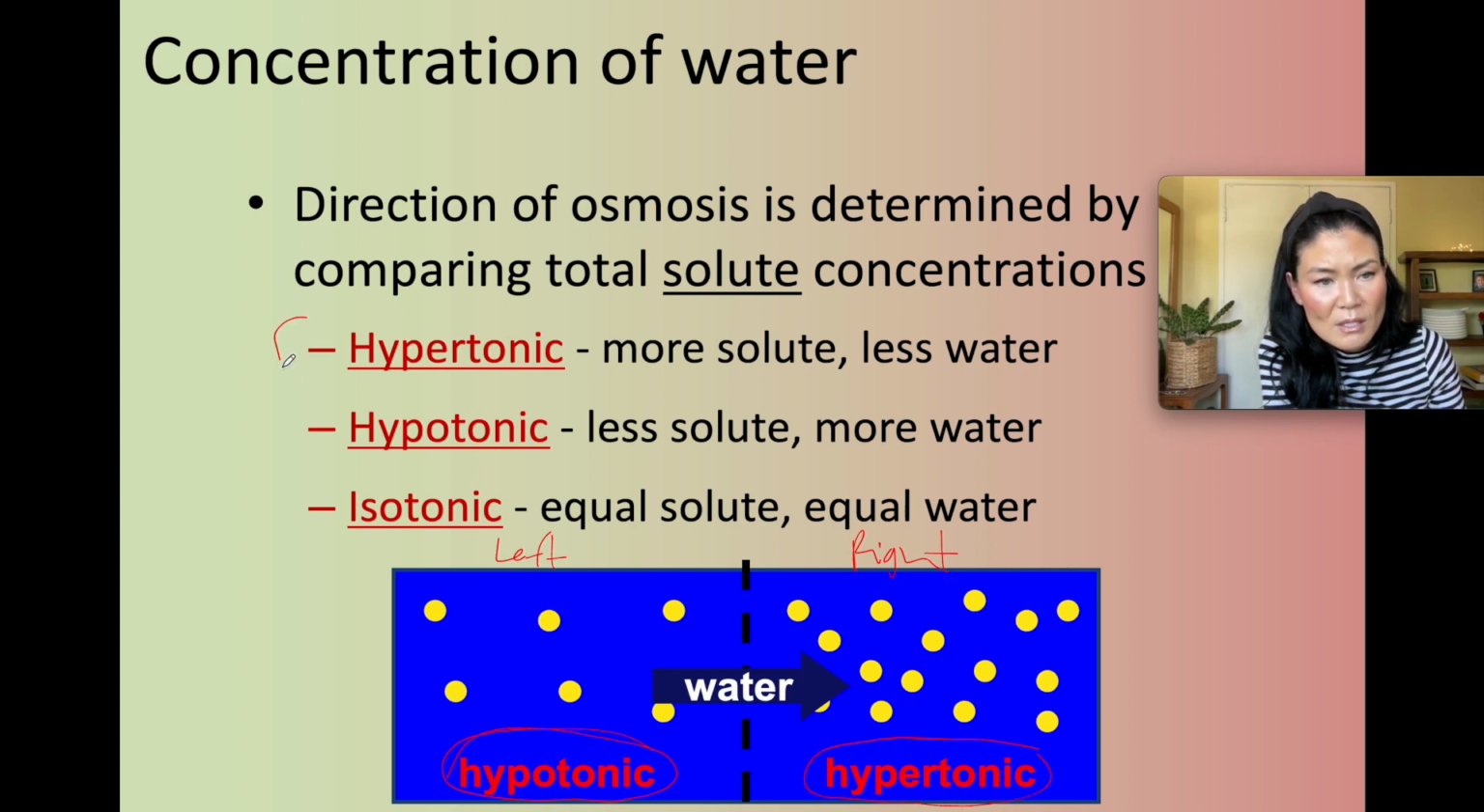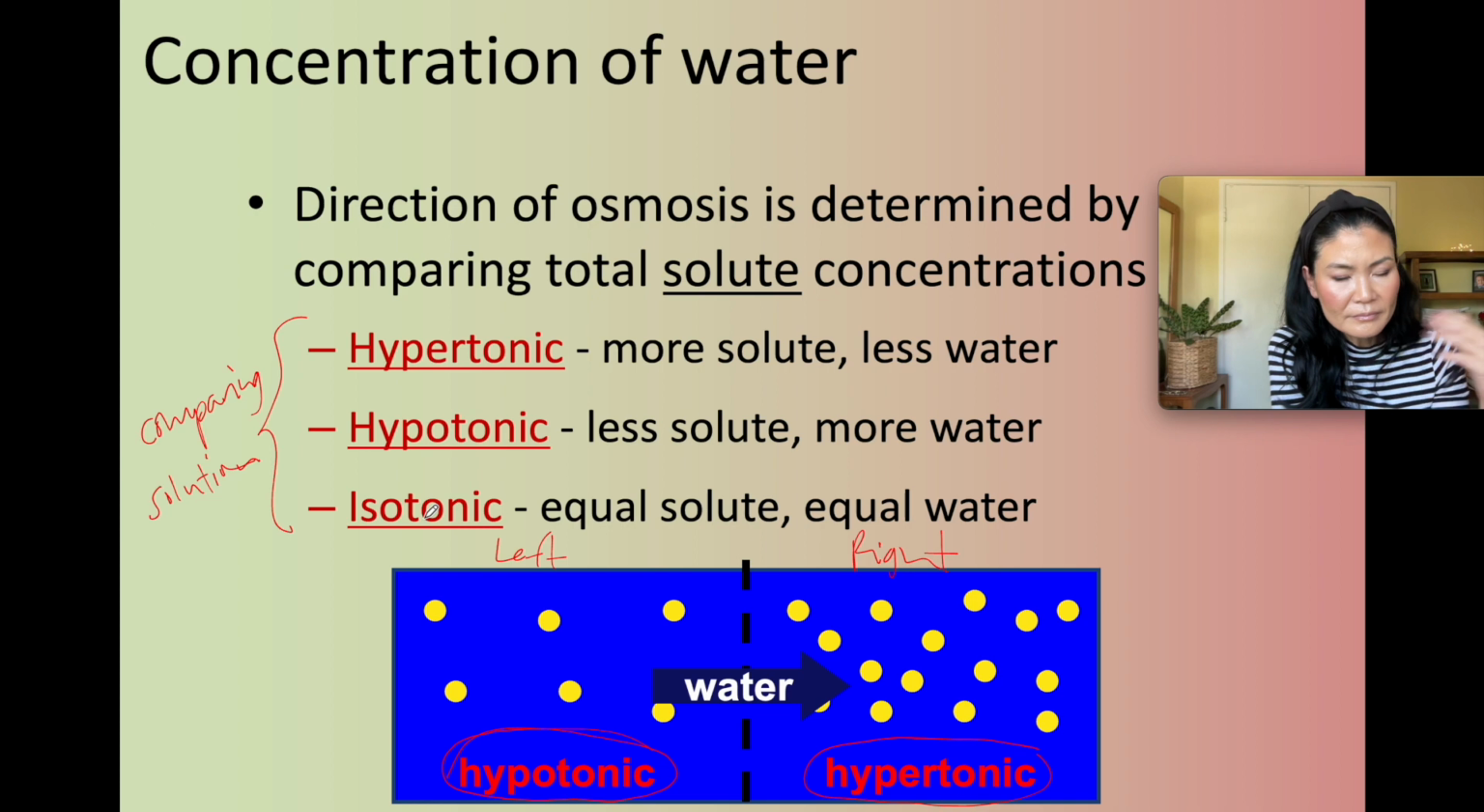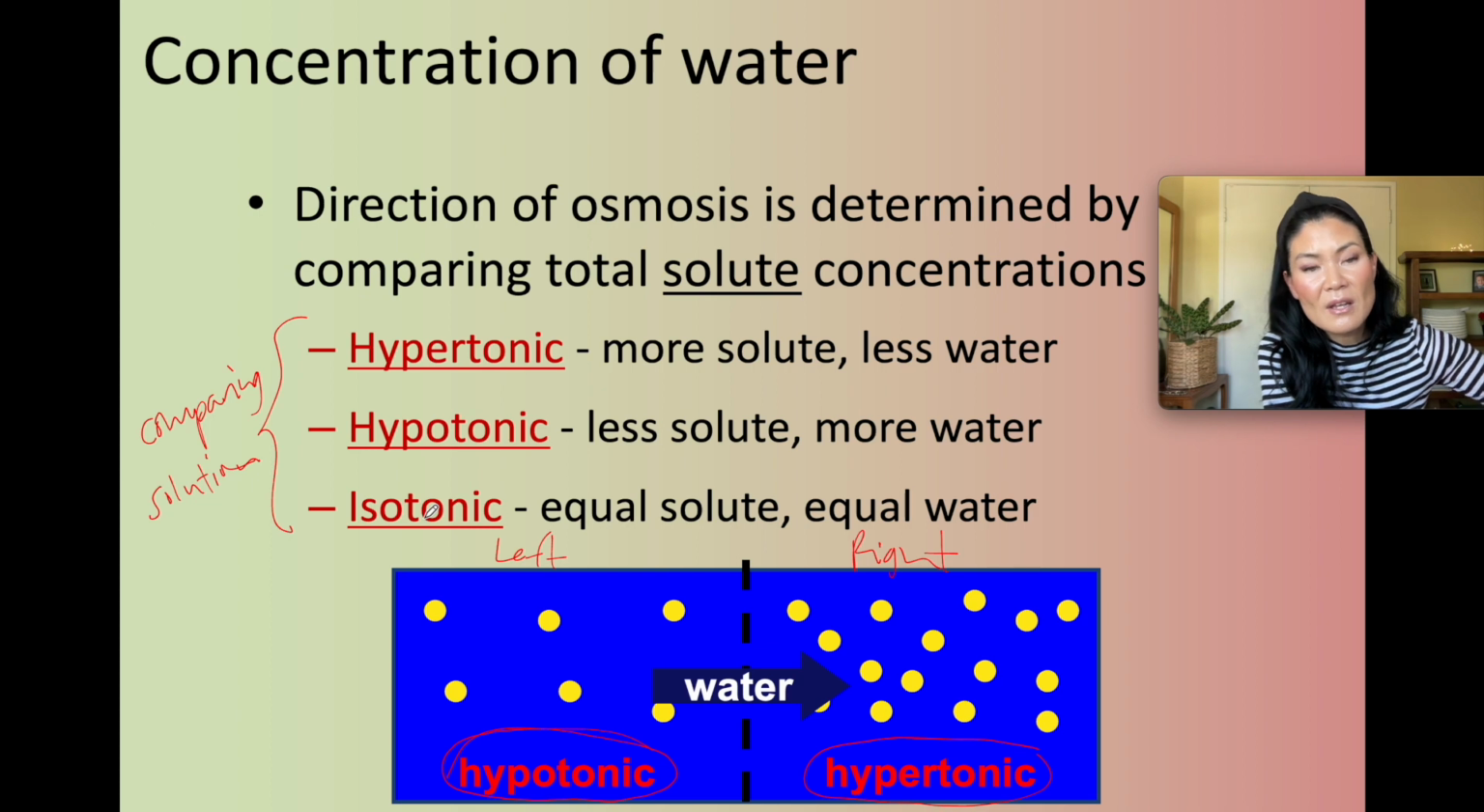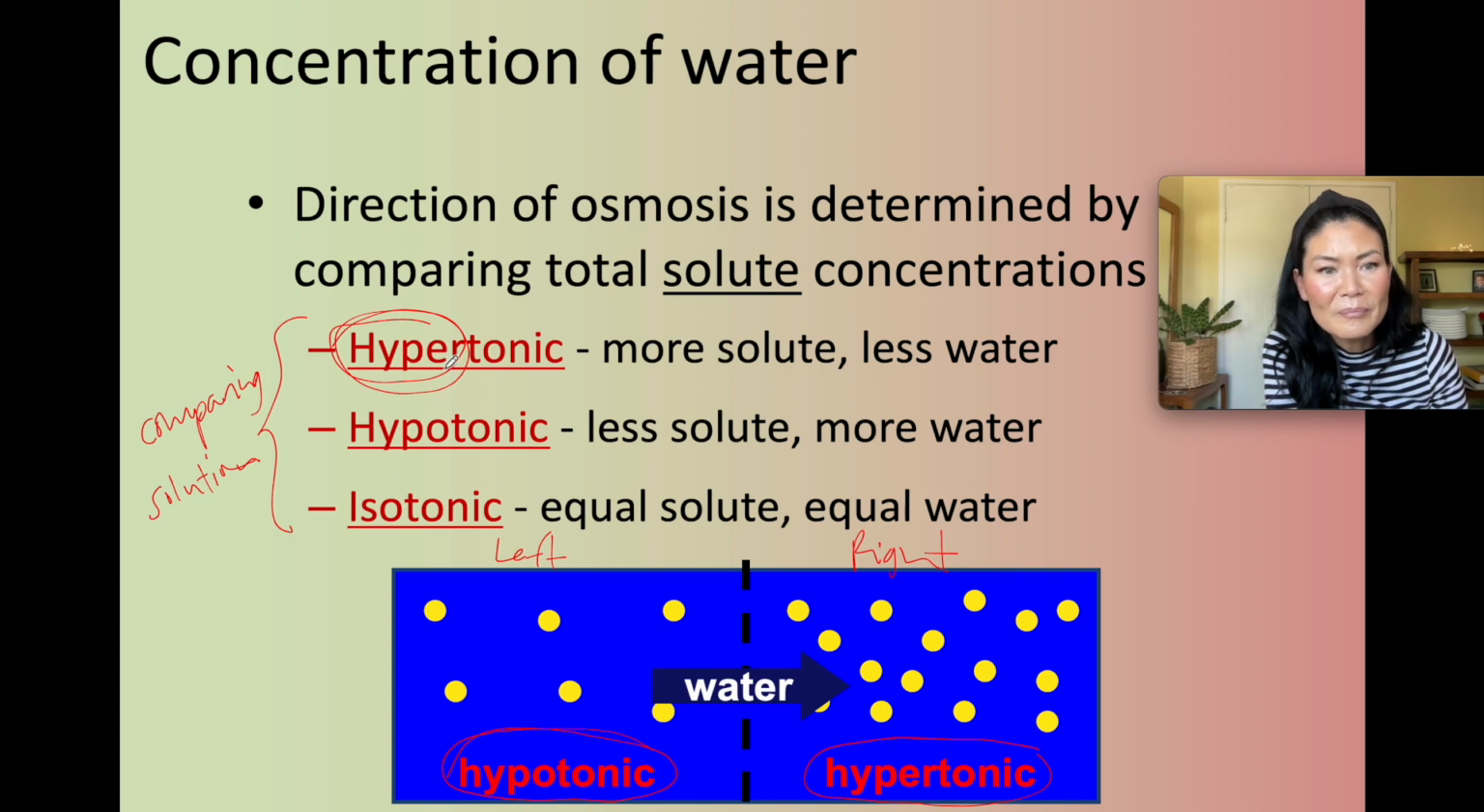You guys, we only use these terms when we are comparing solutions. You cannot use these terms singularly. When something's hypertonic, that means there's a lot of solutes in it compared to something else, another solution, okay? So on the left here, we've got a hypotonic solution. On the right, hyper. One way I remember what hypertonic means is like hyper, like there's a lot of sugar, a lot of solute. When you drink something that's really hypertonic, like a lot of sugar, it gets you hyper, okay?